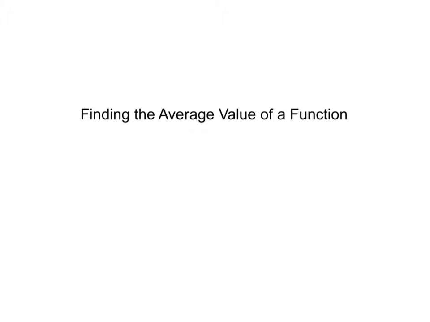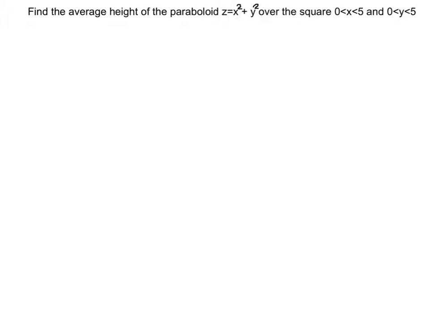In this lesson, we're going to find the average value of a function. In our first example, we're going to find the average height of the paraboloid z equals x squared plus y squared over the square where x goes from 0 to 5 and y goes from 0 to 5.